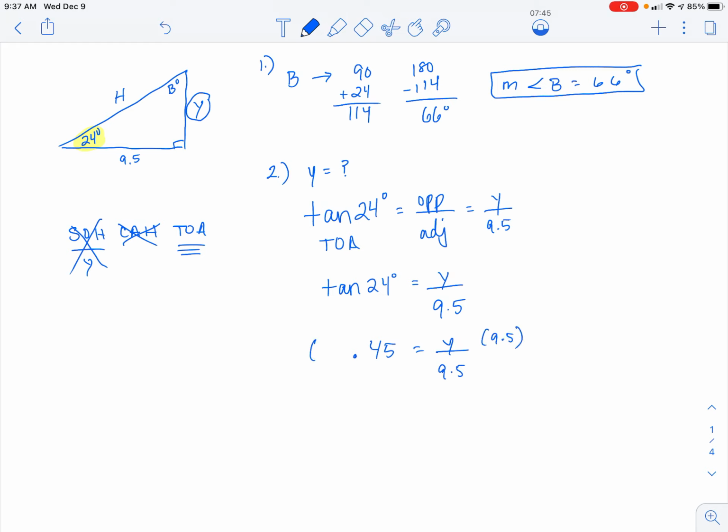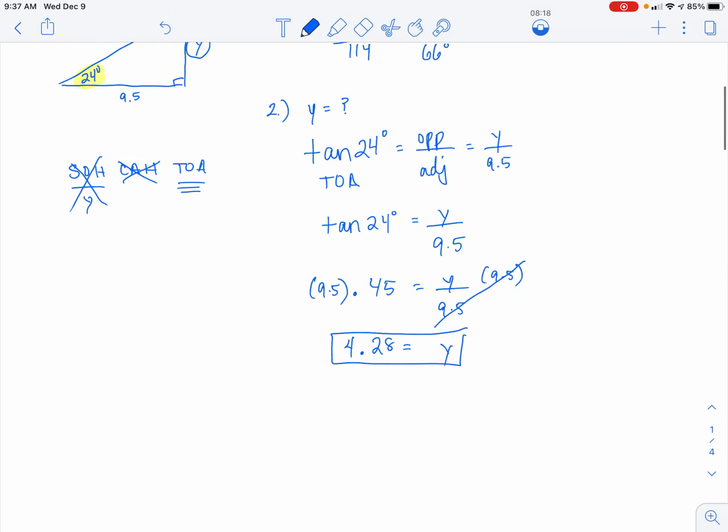Solve this using the algebra skills that I have. And y is going to equal that 0.45 times 9.5. You can plug it in your calculator and see what you come up with, 9.5 times 0.45, and you end up with 4.275. So we're going to round that to the nearest second decimal place. 4.28 is the side length for y.